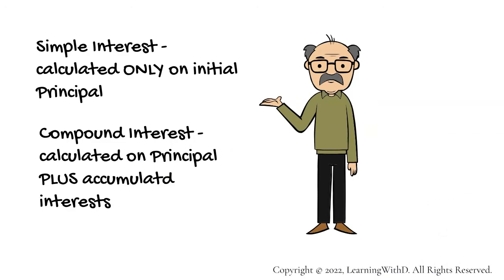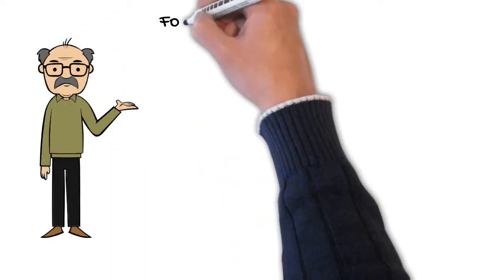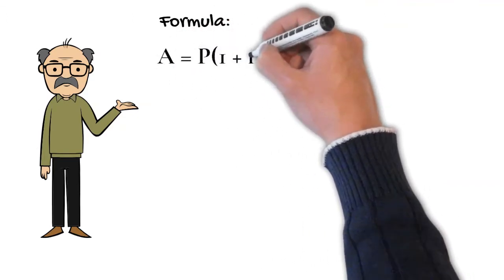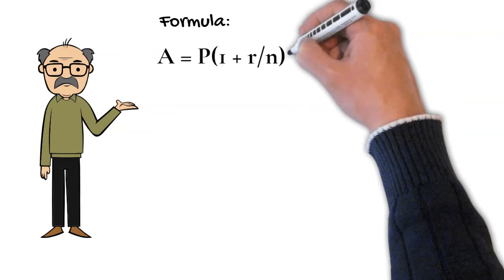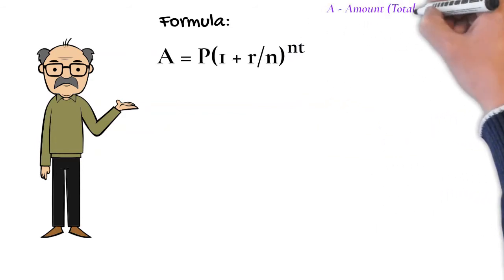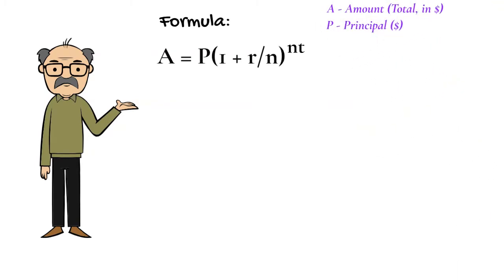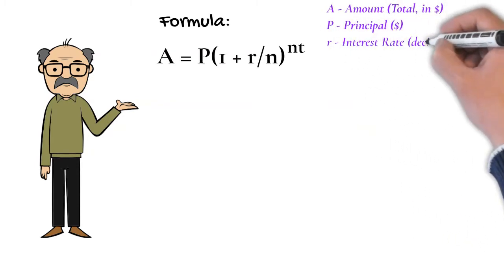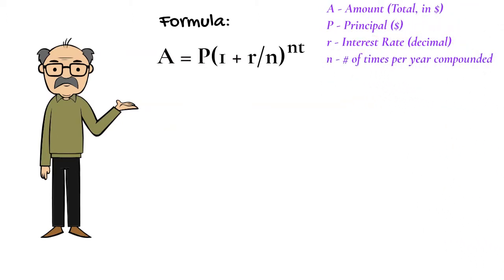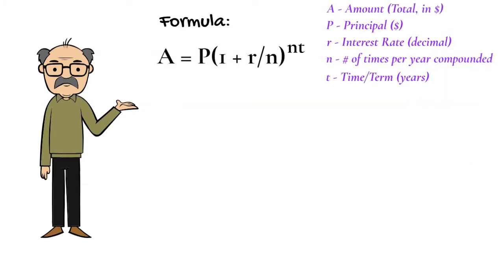Interest may be compounded multiple times per annum. In our formula, the variable n represents the number of times per annum that the interest is compounded. This formula calculates the amount or total value after a certain number of years with compound interest. On the right-hand side of the screen, you are reminded what each variable represents. And again, recall that n is the number of times per year that the interest is compounded.